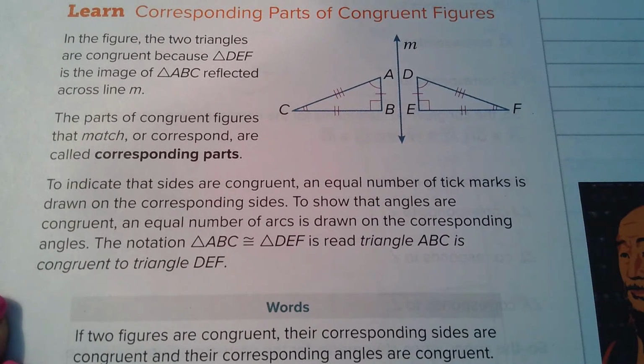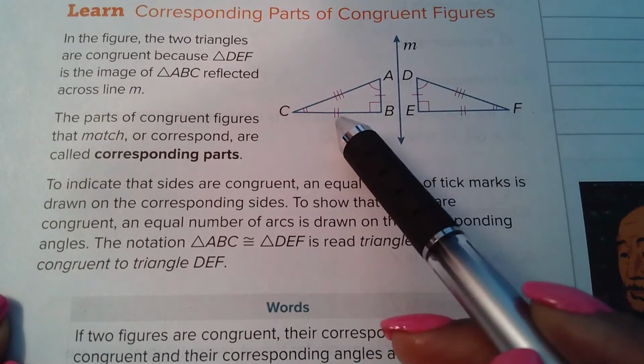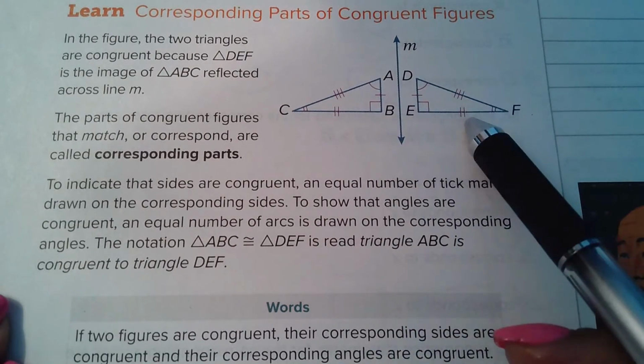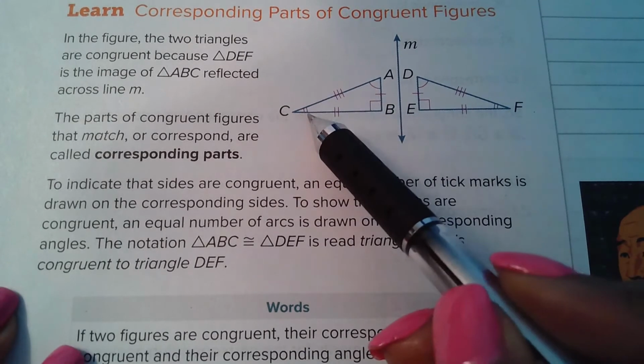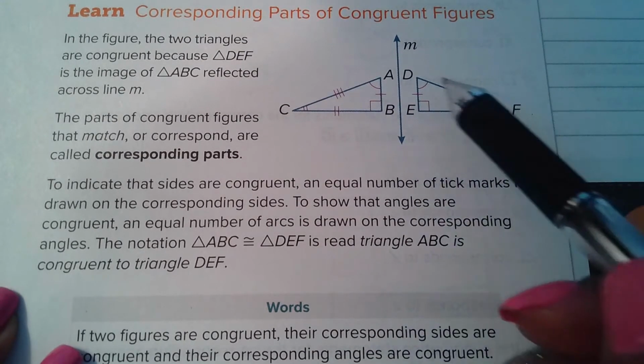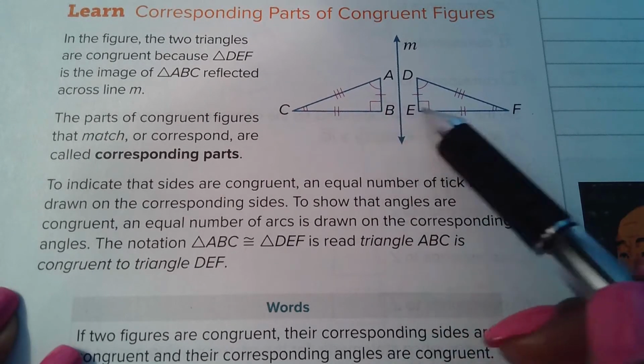The parts of the congruent figures that match or correspond are called corresponding parts. To indicate that the sides are congruent, an equal number of tick marks is drawn on the corresponding sides. So that would be here. To show that angles are congruent, an equal number of arcs is drawn on the corresponding angles. So you have two here, two there, one there, and these are right angles.